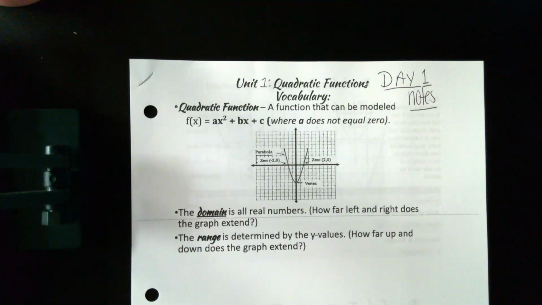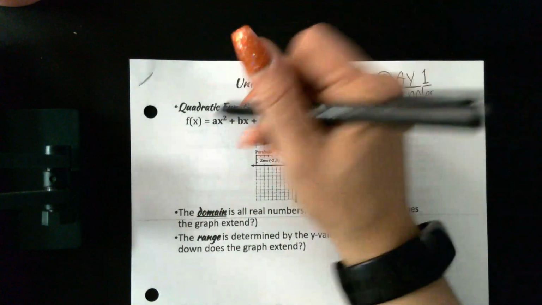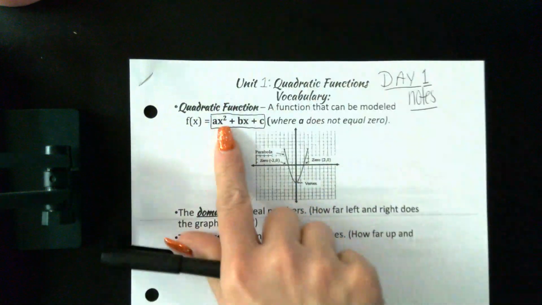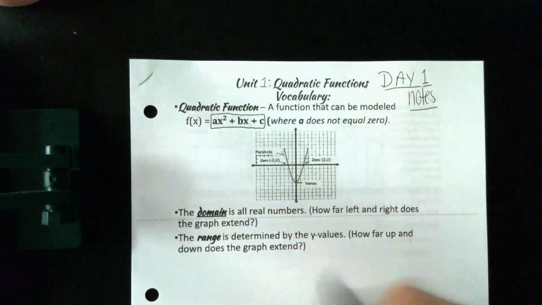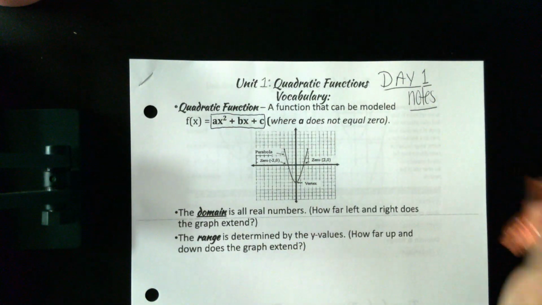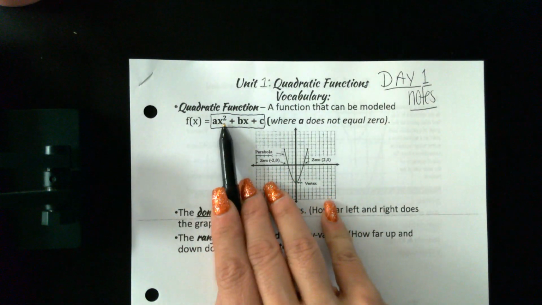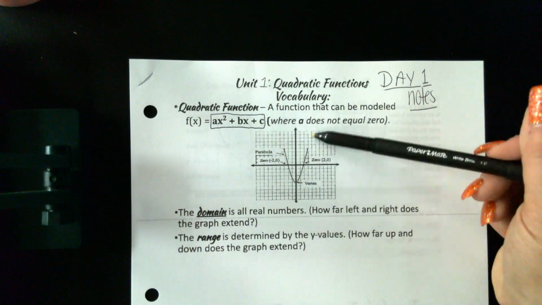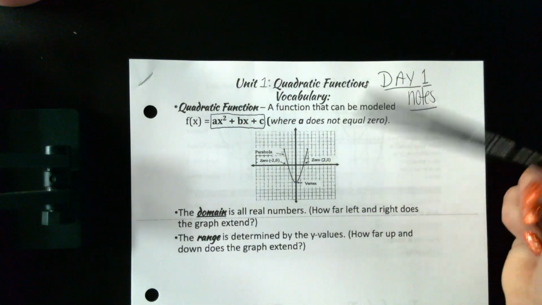Okay, so a quadratic function, you guys will see it's going to look like this. You will always have a squared term, like x squared, m squared, whatever the letter is. That makes it quadratic, and every time you have a quadratic, your graph is going to look like a U-shaped graph, which is called a parabola.